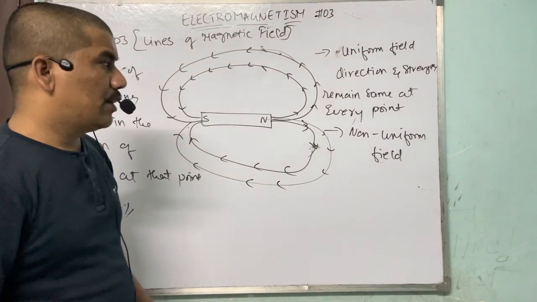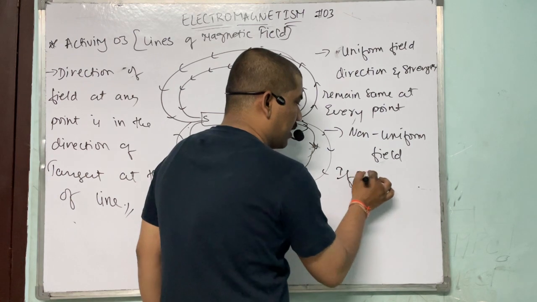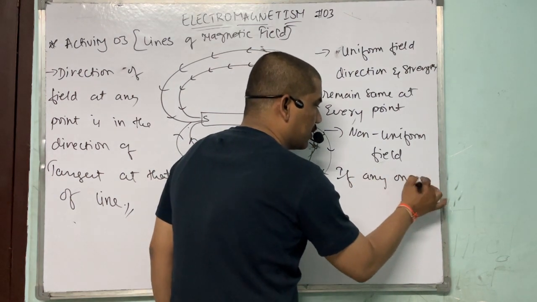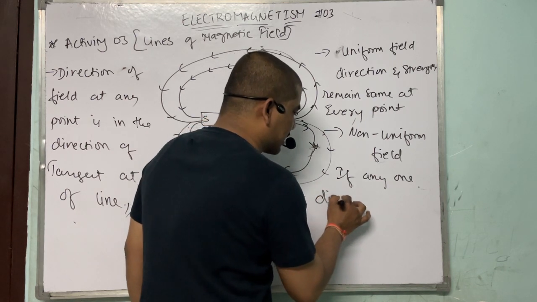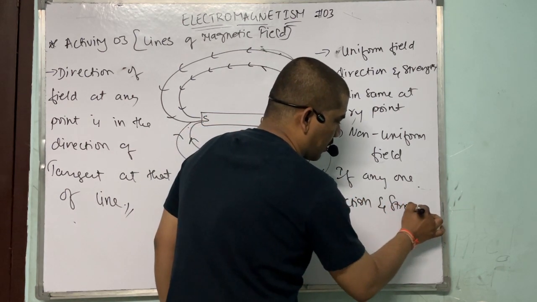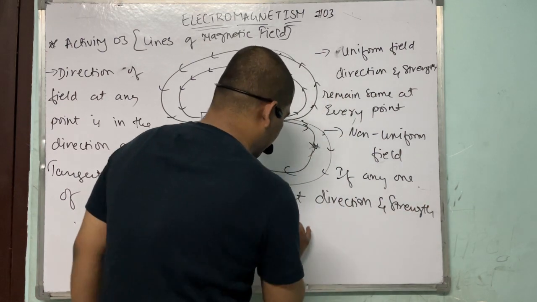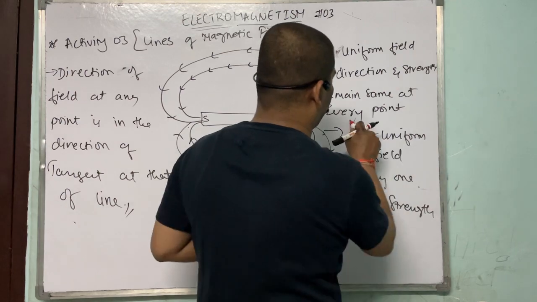Now non-uniform field means if any one out of direction and strength changes, then that field is said to be a non-uniform field.